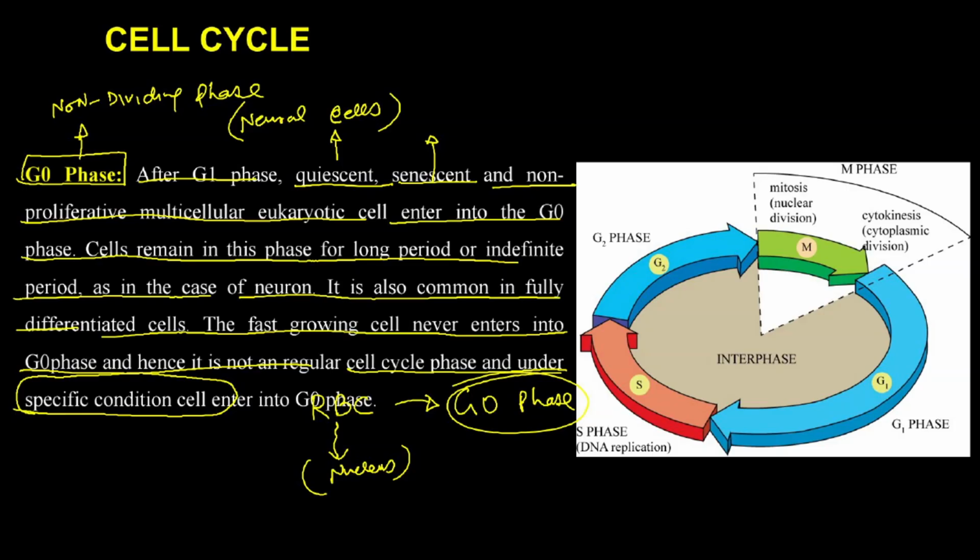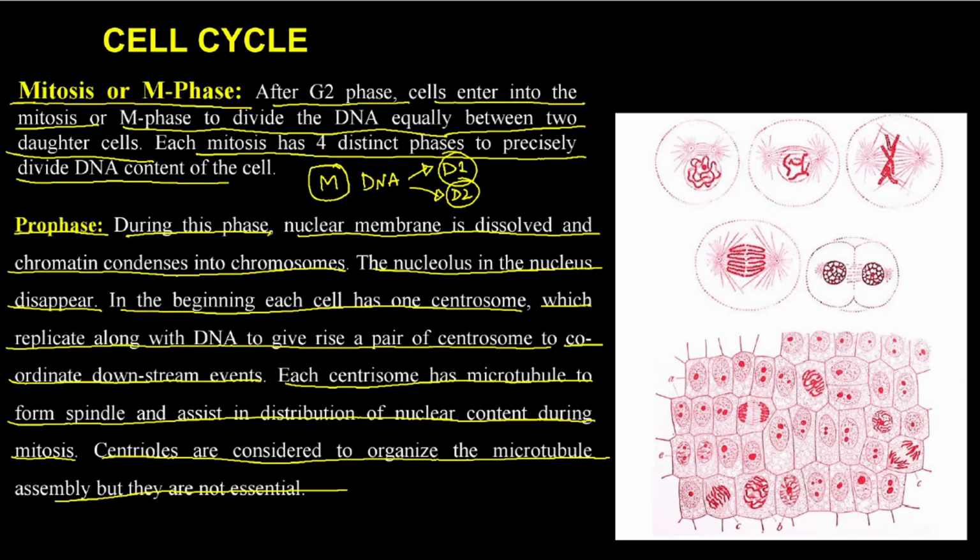For example, in case of neurons, once they are divided, they will stay in the G naught phase only, because neurons do not divide. Okay, so it is also common in fully differentiated cells. The fast growing cells never enter into the G naught phase because they keep on dividing. Hence, it is not a regular cell cycle phase, and under specific conditions, cells enter into the G naught phase. Okay. So what happens in the mitosis or M phase?